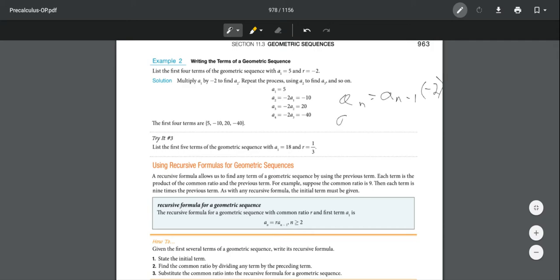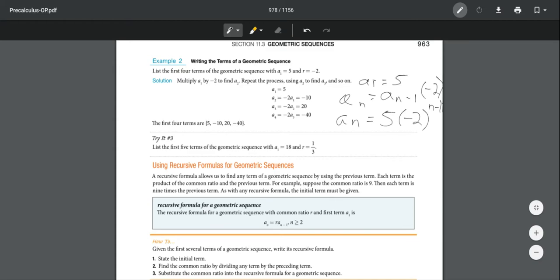Or you could write the explicit definition, a_n equals 5, that's the first term, times -2 to the n minus 1. That would be the explicit definition. So recursive definition, explicit definition. And remember that when you're asked to write a recursive definition, you have to include the first term. So I'd have to write a_1 equals 5, and then this to have the full recursive definition. And then a_1 is already in the explicit definition, so we don't have to state it.